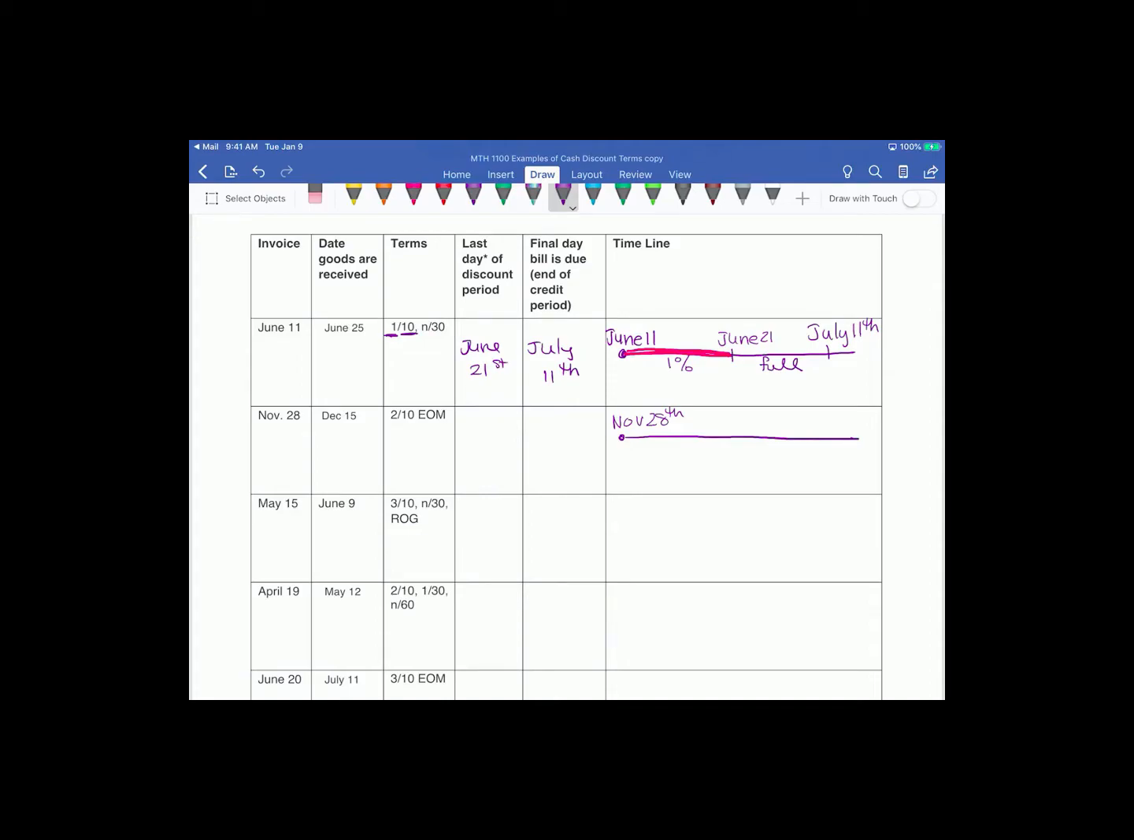Since the invoice date says November 28th, that means I have to go out 2 months on the 10th day. So I'm going to go to December and then January. So January on the 10th day. So I'm going to get an additional 2% discount, and I get that from right here using the end of month rules. So here's my discount period. Now I have to pay in full by the 30th of that month.